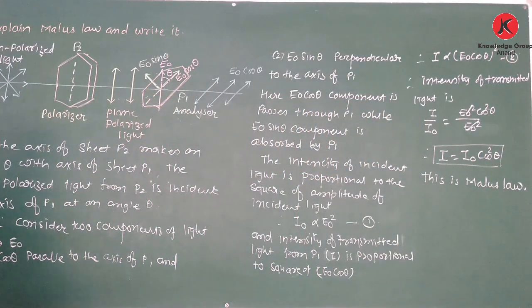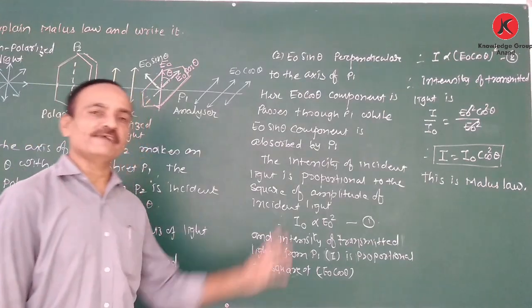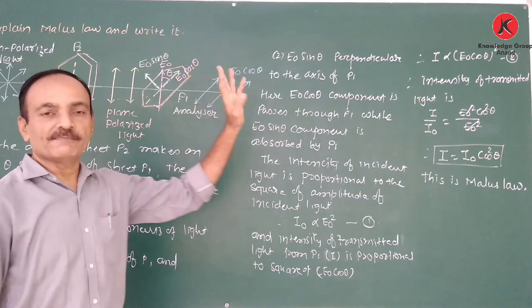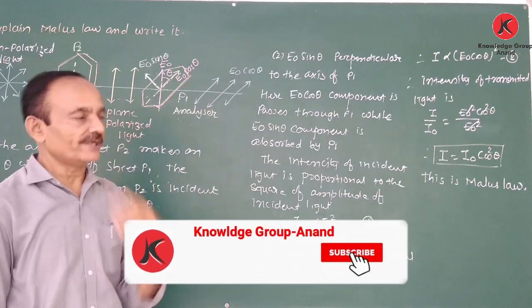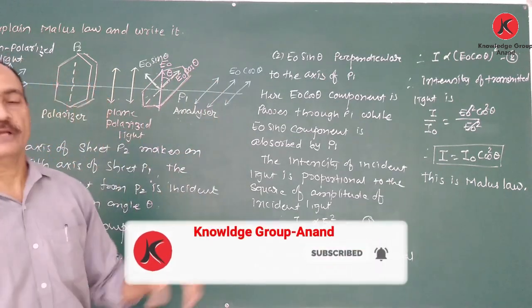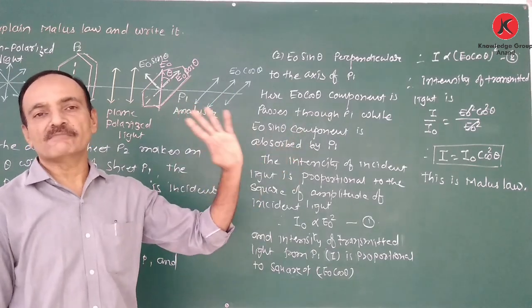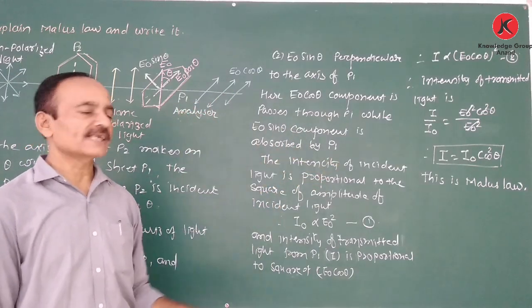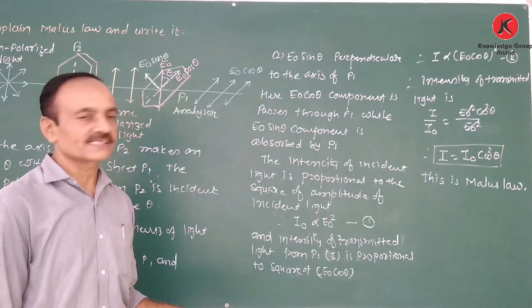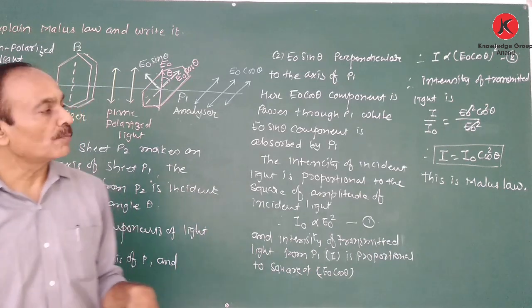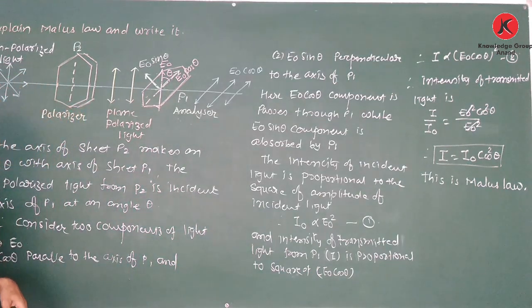Actually, we have to explain the polarization and discuss what happens if the angle between the axes of both sheets P2 and P1 is theta. So what is the intensity of the final emerging light? The final emerging light is I equal to I0 cos square theta, where theta is the angle between the axes of the two polaroids. Okay, so that is Malus law.